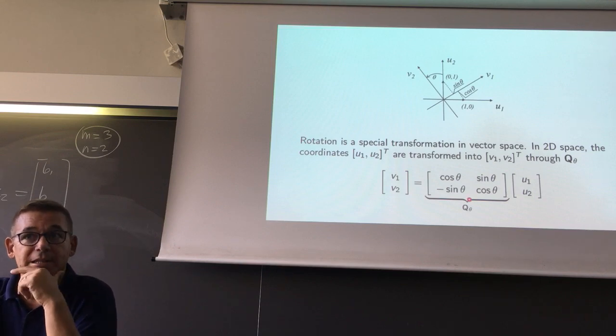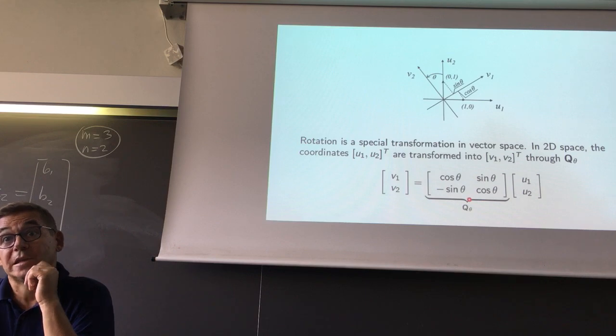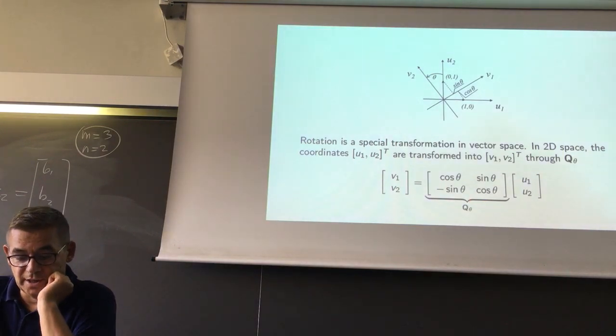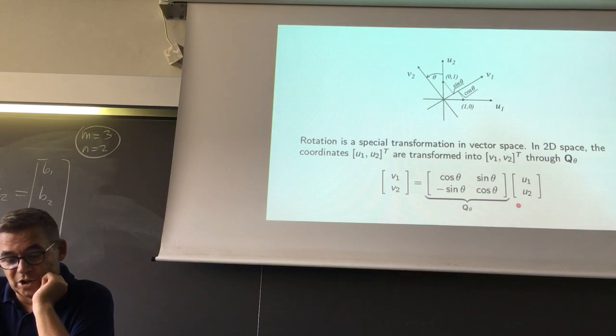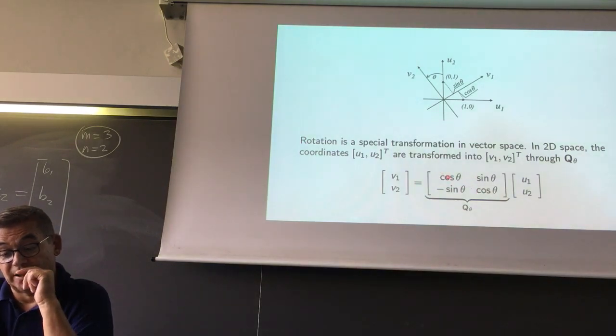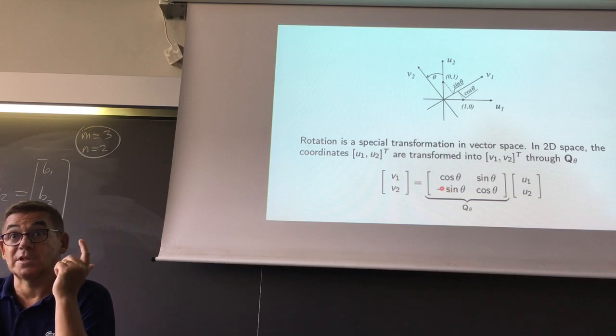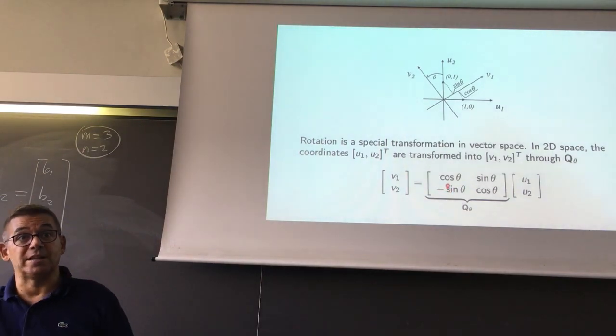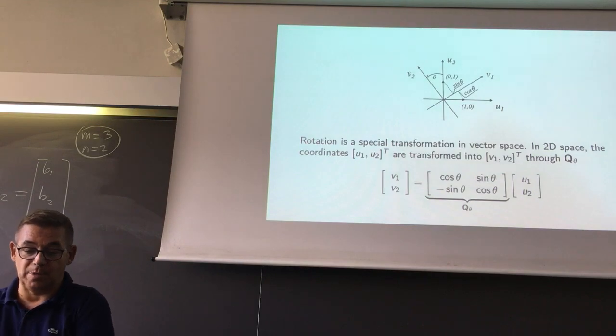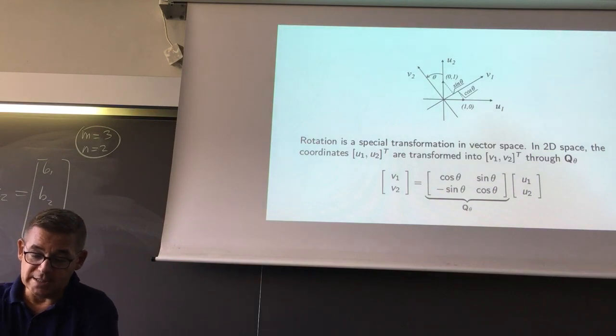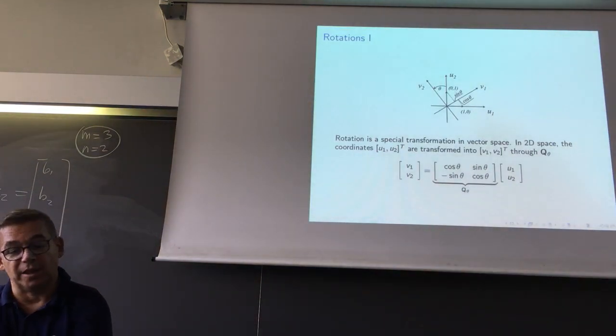The rotation matrix has a general property of being skew symmetric. What is skew symmetric? Along the diagonal you have cosine, and then you have sine and minus sine, which means it's the opposite sign on the other side. So it's skew symmetric. This is the formula to rotate.